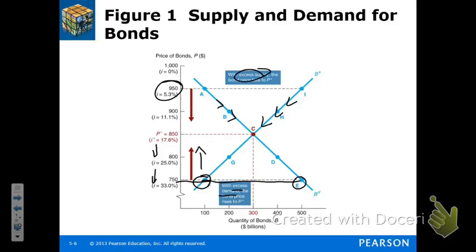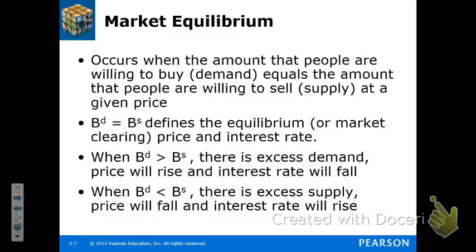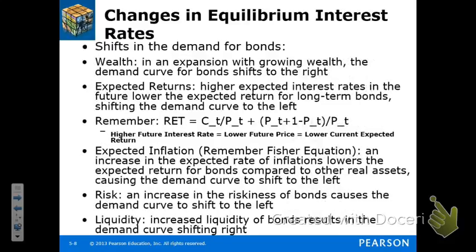But the most important point is that anytime the market demand is equal to the market supply of bonds, it will reach an equilibrium where everything will stop. There will be no further movement unless something happens on the demand side or on the supply side, which we are going to look at right now. The slide talks about that a little bit.